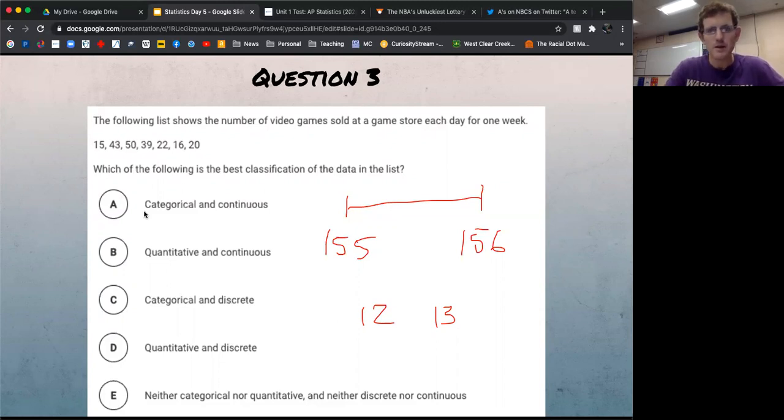Okay, knowing that this question isn't too difficult, I wasn't planning on answering it, but what is the best classification of data here? It looks like that's quantitative because they're counting its measurements and stuff like that, and discrete because you can't sell half of a video game. All right, not a complicated concept, but make sure you understand what that terminology means.